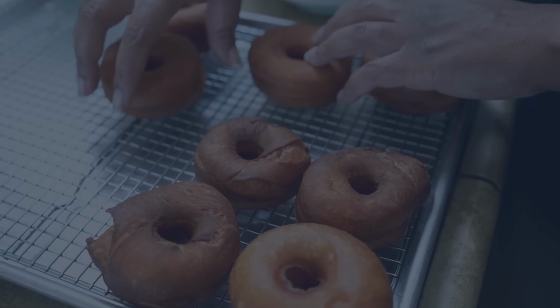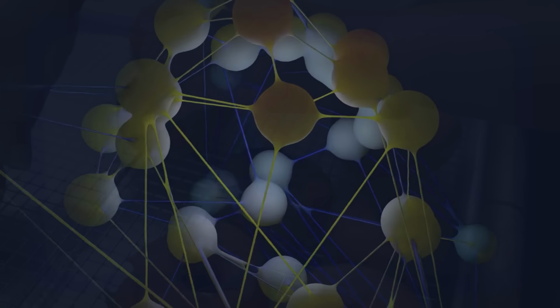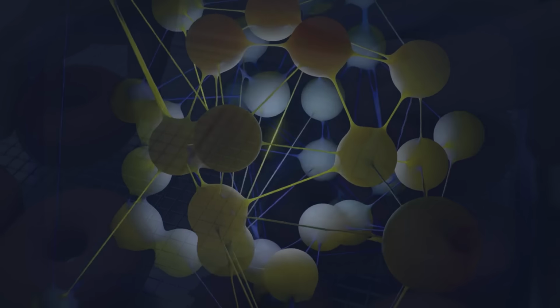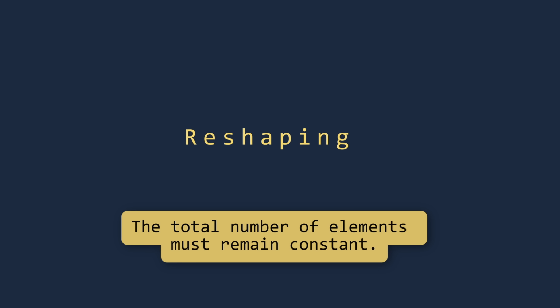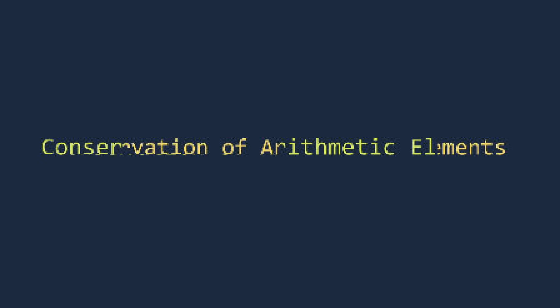Occasionally, your data requires dimensional reorganization. Perhaps your neural network expects a different input shape, or your visualization function demands a specific array configuration. For these situations, Numpy provides reshaping capabilities. The fundamental rule of reshaping is that the total number of elements must remain constant. You cannot create or destroy data. This is the conservation of arithmetic elements, a principle I just invented, but will steadfastly defend.